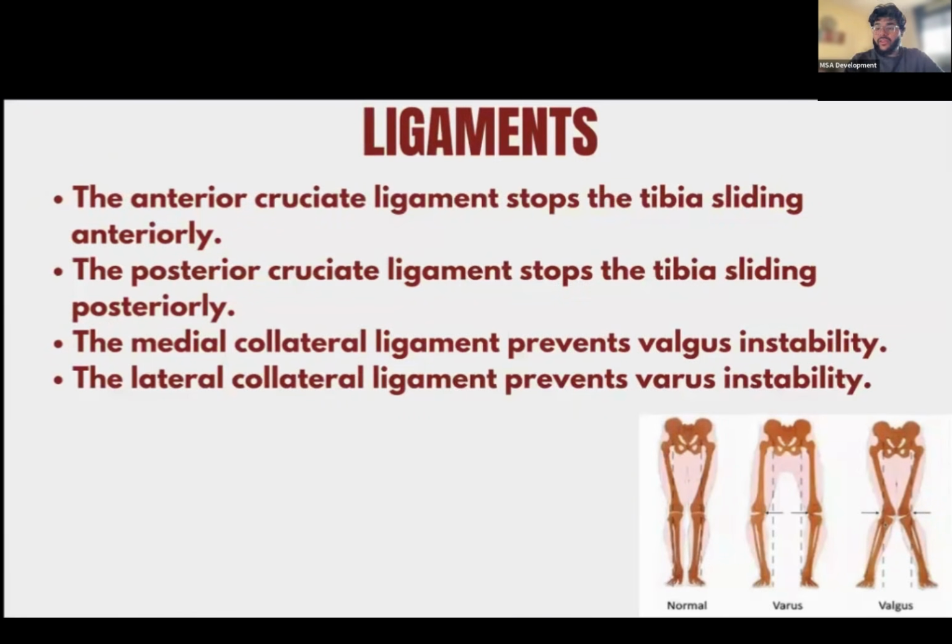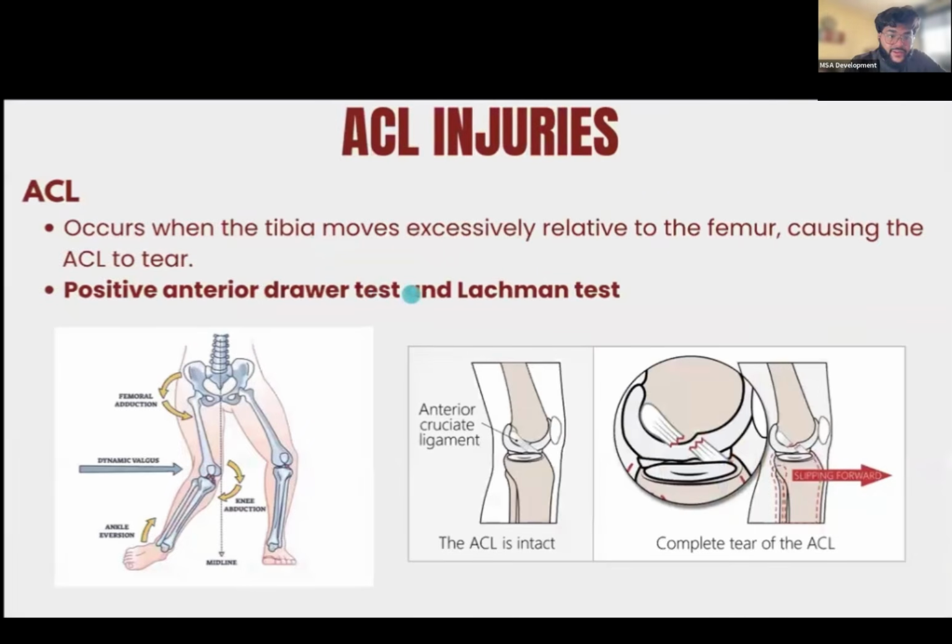Okay, let's talk about the injuries now. When you have an ACL injury, the tibia has moved excessively forward compared to the femur. This will cause the ACL to tear. How do you test for this? You do an anterior drawer test and a Lachman test. I don't know if I'm pronouncing that correctly, but Lachman, whatever. So how do you do these tests?